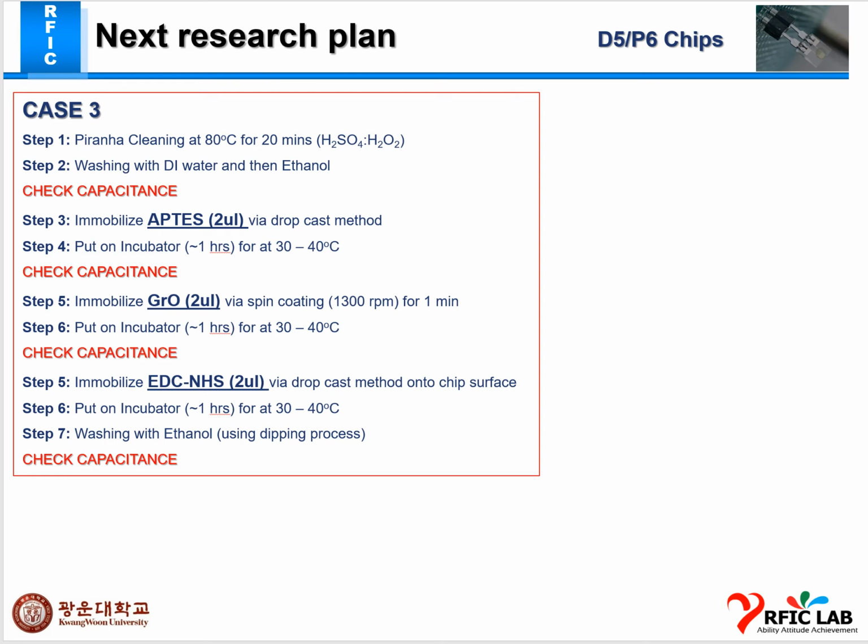Only two things are implemented or added in this recipe. First, we use a sonicator to dissociate the flake size, and second, after APTS we put it onto the hot plate. These two things are amendments to the recipe, and according to this recipe we have followed these steps to get better results.